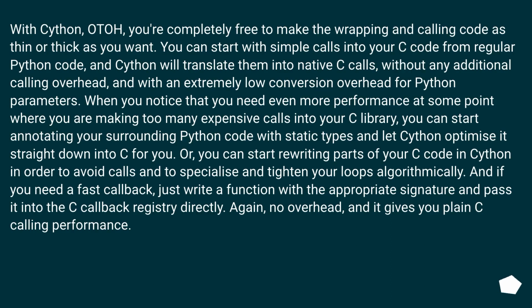Or, you can start rewriting parts of your C code in Cython in order to avoid calls and to specialize and tighten your loops algorithmically. And if you need a fast callback, just write a function with the appropriate signature and pass it into the C callback registry directly. Again, no overhead, and it gives you plain C calling performance.